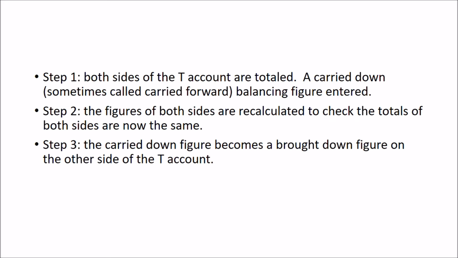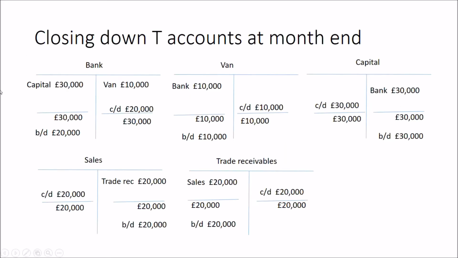So let's have a look at an example. Here, in the bank account, we have £30,000 debit, £10,000 credit, and £20,000 is the difference, which is put in the carried down amount. That's step 1. We then re-add them both together to see that they're the same. They're both £30,000. Step 2. We then bring the carried down into the brought down. That is the balance of the account. And we do that for all of our accounts as we're going through, and then that gives us all our balances.